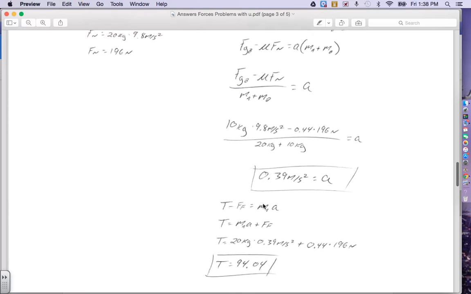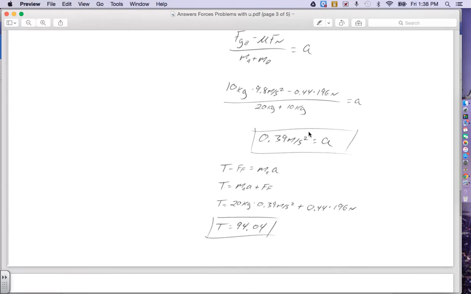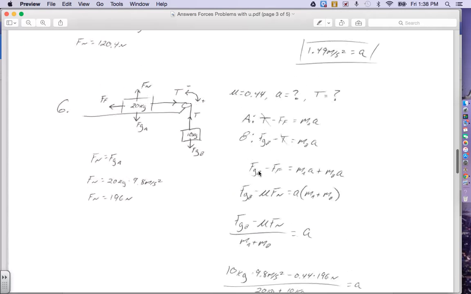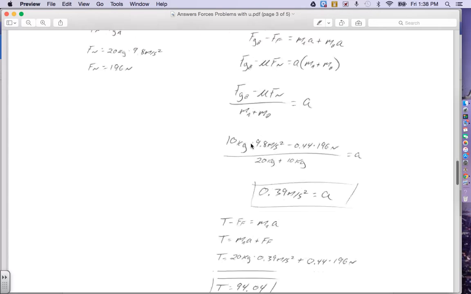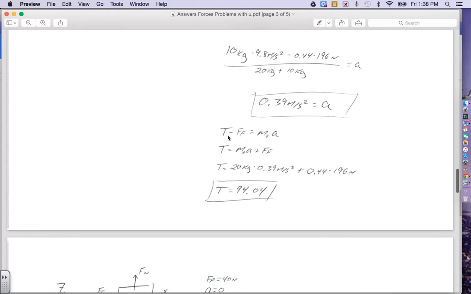We're trying to solve for the tension as well, so all I have to do is take my acceleration and plug it back into one of my equations that I had up here. I picked A just because it came first, no particular reason. So that was tension minus friction equals the mass times acceleration. Solving for tension, I just add friction over to the other side, and now I can plug in my numbers.